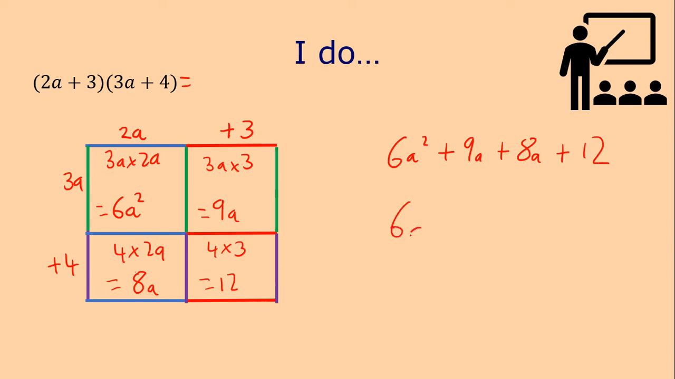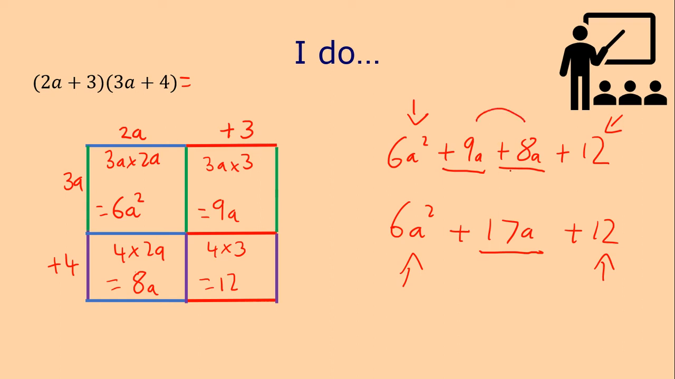And again, we can simplify. And this often happens with these sort of questions. We often have an a term or an x term or whatever letter it is we're using that can be simplified. So here we've got 9a and 8a simplifying to make 17a. And I notice we've only got one a squared term and only one term that's a number. So these two terms are not going to change now. They're part of our answer. Whereas these, because we've got two of them, we can combine them together.